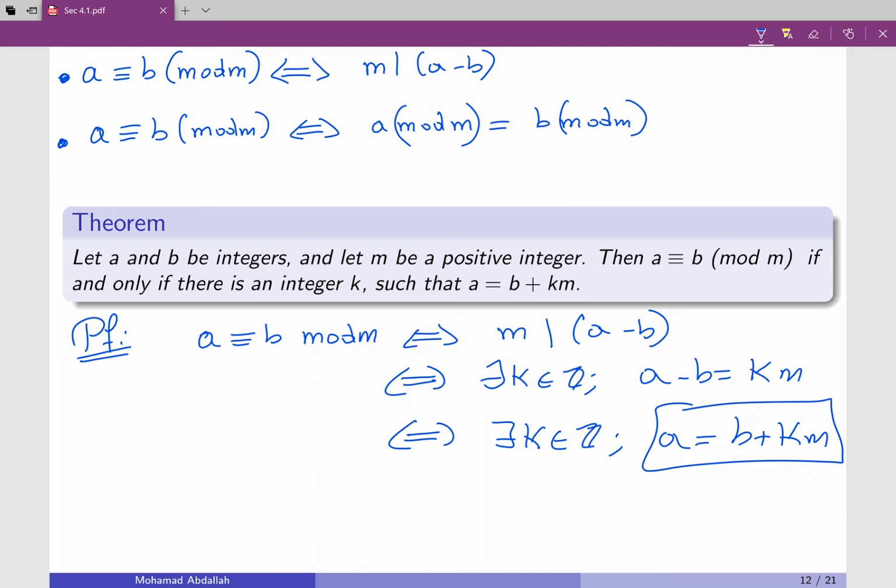So from now on, we can add this to the list. a congruent to b mod m simply means also that there exists k in Z such that a equals b plus k multiplied by m.